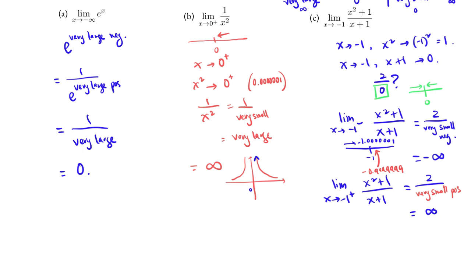Since the left hand side limit is negative infinity, which does not exist, and the right hand side is positive infinity, they don't go in the same direction. So we conclude that for part C, the limit as x goes to -1 of x squared plus 1 over x plus 1 does not exist. If both of these were positive infinity, we would write positive infinity here. If both of these were negative infinity, we would write negative infinity here. But in this case, on the left hand side, the function decreases without bound, and on the right hand side, the function increases without bound. The limit does not exist.